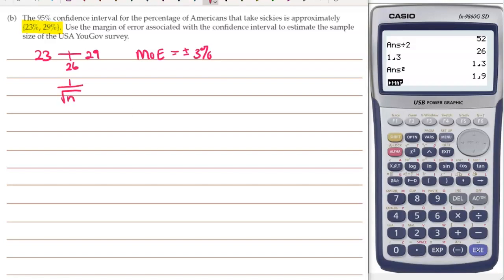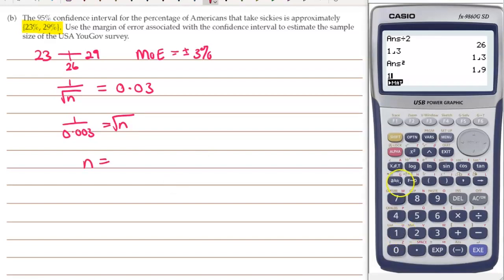Now, margin of error is worked out by doing 1 over the square root of n. So that's going to be equal to 0.03. Remember to do that as a decimal rather than it just being 3. So now we can solve this. So 1 over 0.03 is going to be equal to the square root of n. So n will be equal to that answer squared. So let's do 1 divided by 0.03, oh, I put too many zeros in there, didn't I? There we go. And then we square that answer. So we've got 1,111.